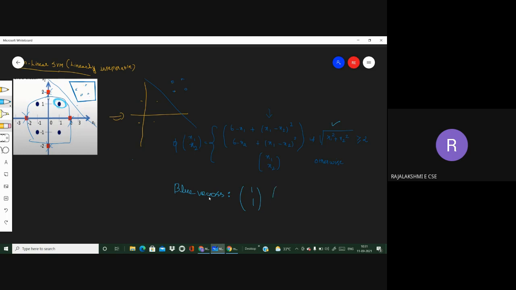There are 4 vectors, right? The second vector is minus 1 and 1. Yes or no? Yes, ma'am. The third vector is minus 1 and minus 1, going in anti-clockwise rotation. And here it is 1 and minus 1. So these are all the blue vectors. Let's go for the red vectors.